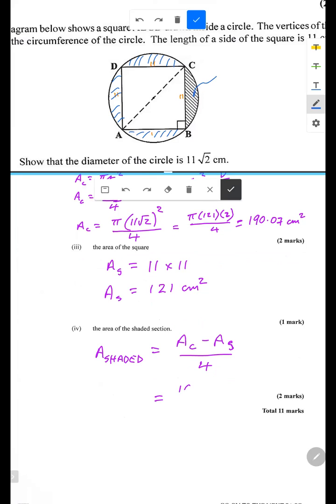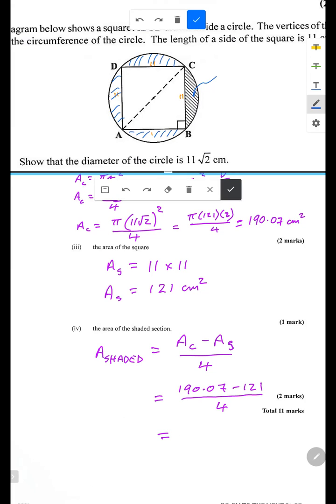The area of the circle is 190.07. Minus the area of the square, which is 121. That gives you all of the areas around the square, between the square and the 4 segments. And you divide that now by 4, because you only want one of them. That will give you the answer.